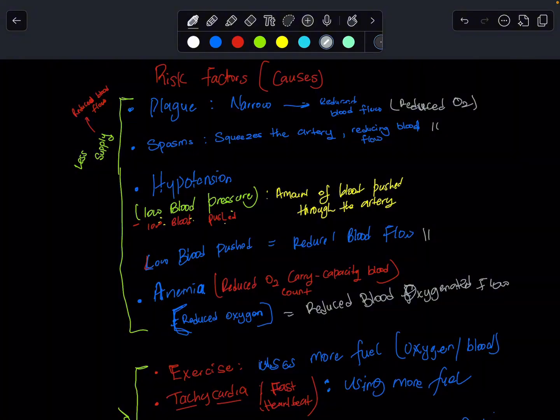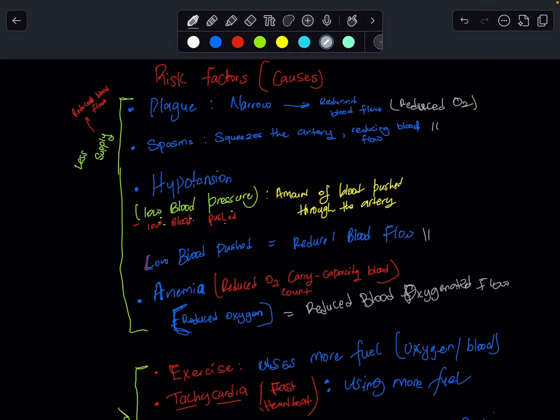Anemia, the blood flow is not the problem here. It's the richness in oxygen that the blood has. In anemic patients, the blood is there. It just doesn't have enough oxygen. The blood is just not good. It's not oxygenated blood. So in an anemic patient, it's reduced oxygenated blood.